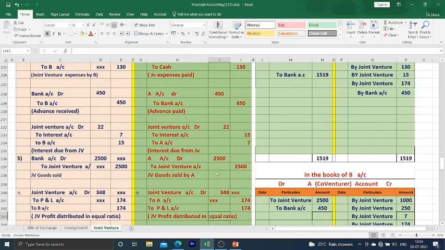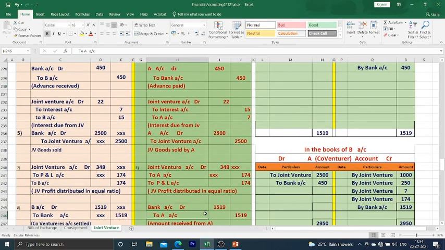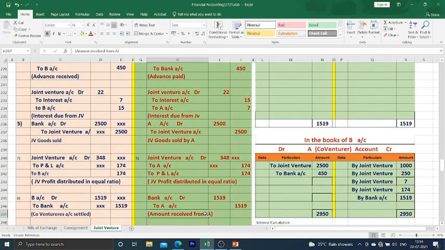Goods sold by A 2500. Profit we got 348 to be distributed to A and B equally. That is 174 and 174. And we prepared B account in the books of A. We got 1519. And we prepared A account in the books of B. Also we got by bank to A account 1519.